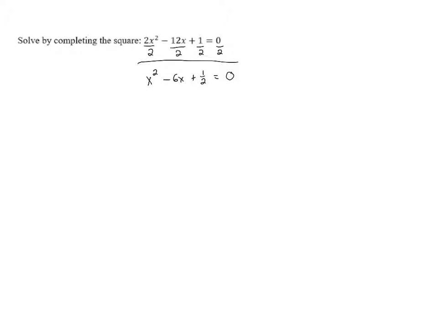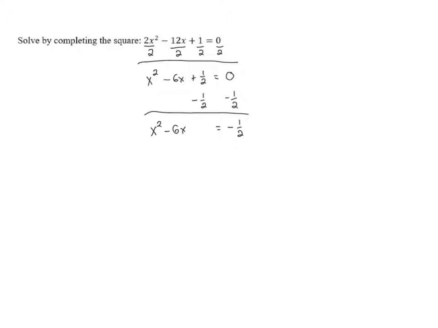Now remember, we also wanted to move the constant term to the right-hand side so that it was out of the way. So we're going to next subtract 1/2 from both sides. This leaves the x squared minus 6x alone on the left-hand side and gives us negative 1/2 on the right. And now that we have the x squared minus 6x alone, we're ready to complete the square.